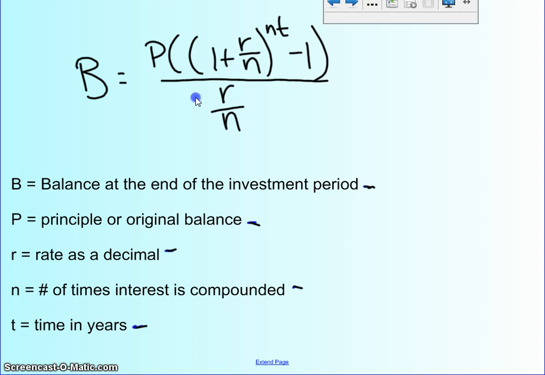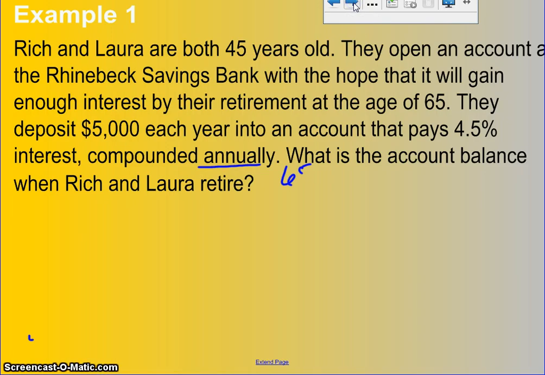So let's take a look at the first example. The first example says Rich and Laura are both 45 years old, and they open an account at the Rhinebeck Savings Bank with the hope that they will gain enough interest by their retirement at the age of 65. They deposit $5,000 each year into an account that pays 4.5% interest, compounded annually. So what is the account balance when Rich and Laura retire?